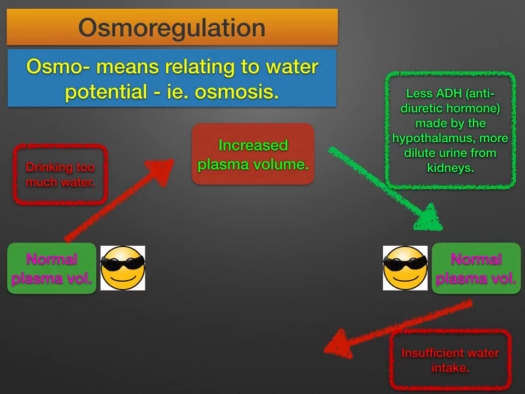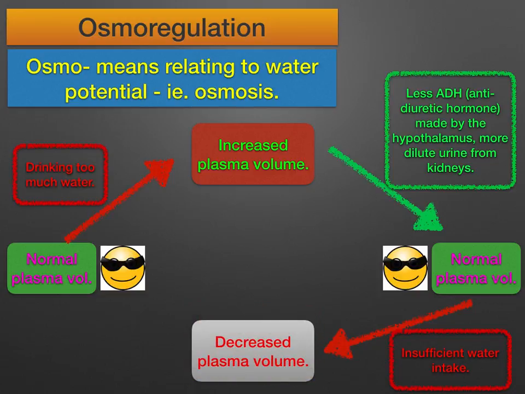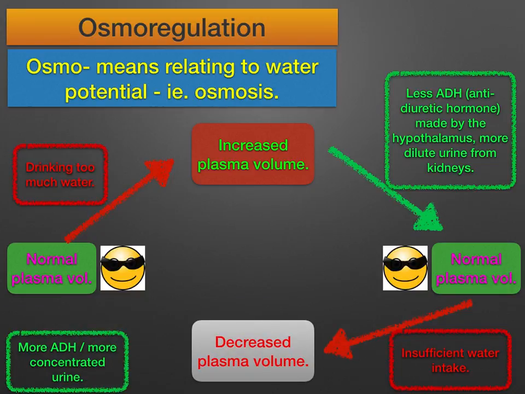Now, if you're stuck out in very hot weather, you don't have anything to drink, or maybe you're doing intense exercise, you could have a decreased plasma volume. Again, the body needs to correct that before it gets to dangerous levels. So the hypothalamus starts producing more ADH. That means the kidneys reabsorb more water, and the urine you produce is a lot darker and more concentrated. The reason that you still produce urine is you still need to get rid of waste products, but it being more concentrated means you lose less water at the same time.